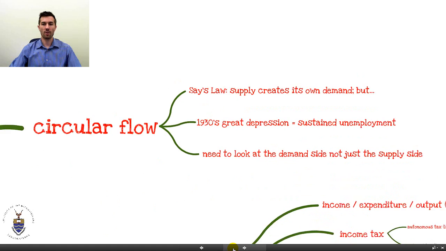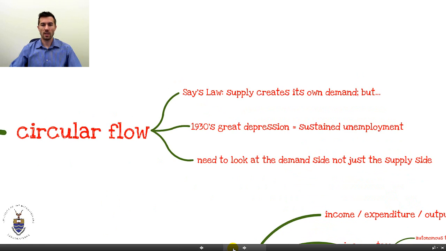So, circular flow. Say's law says that supply creates its own demand. In other words, any income on the one side of our circular flow diagram becomes an expense on the other side of our circular flow diagram. That is what Say's law is predicting: supply creates its own demand.